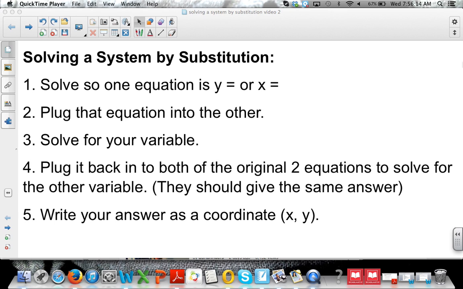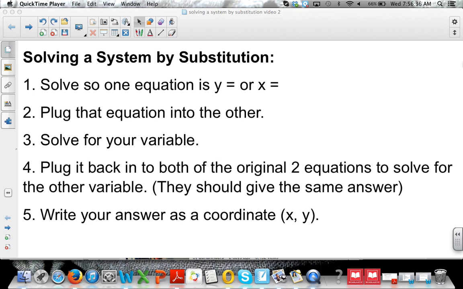So the first one is going to be solving a system by substitution. And that means that we're going to solve an equation for y equals or x equals, and then we're going to plug it into the other one. We're going to substitute it into the other one. The other way is elimination, and we're literally going to eliminate a variable. We're going to cancel it out. So this way is going to be substitution.